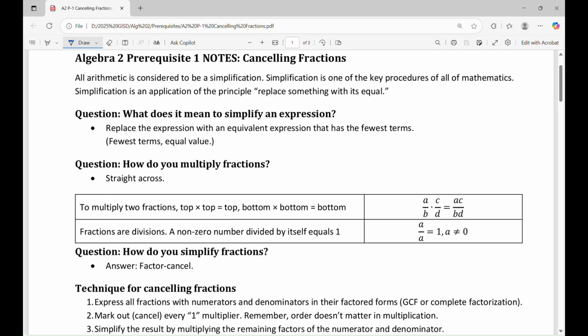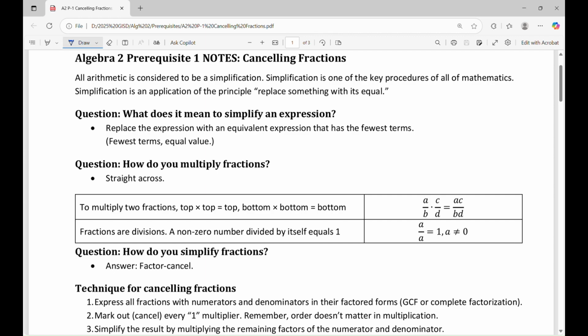We're going to talk today about reducing fractions, and the cancellation that we're going to talk about could be in the multiplication of two fractions or in the simplification of a single fraction, but the principle will be the same either way. One of the things to note is that simplification is just to try to make the fewest terms in your expression but maintain the value.